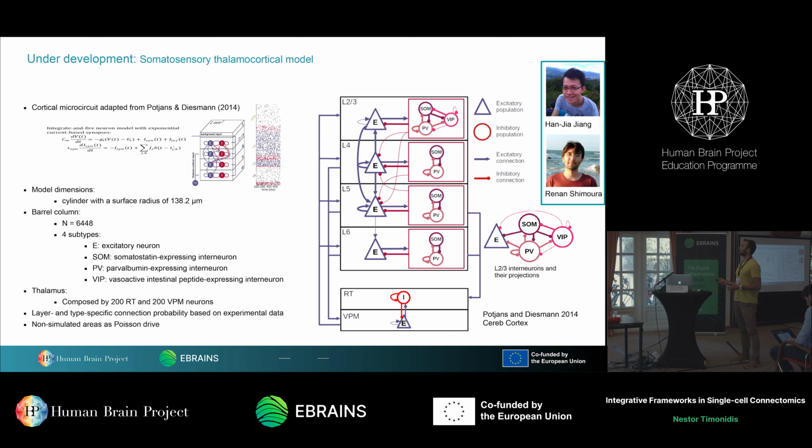So one example is a basic somatosensory thalamocortical model, which we want to test. It's a very simple model that has been developed by the group of Sasa van Albada from Jülich, mainly by two of her students, Hanjia Jiang and Renan Shimura. What they did is they took the classical Potjans-Diesmann model, which is essentially a barrel column, and adapted it. From the Potjans-Diesmann model, in case you're not familiar, you take a column and you can break it down into 4 distinct layers. And within each layer, you can have a population representing a cell type, right? One for excitatory and one for inhibitory.